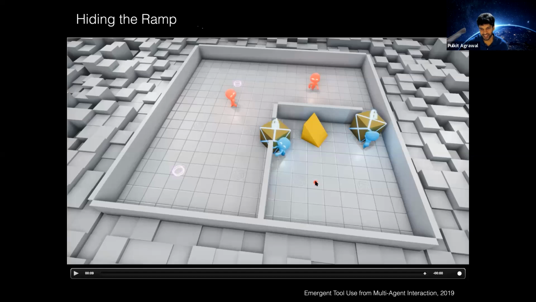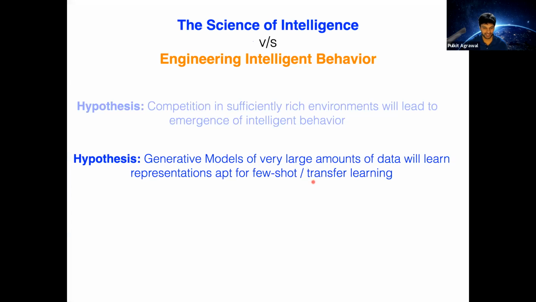But let's consider one more hypothesis. One more could be that generative models trained on very large amounts of data will learn representations which are apt for few-shot transfer learning, and maybe therefore generalize to new tasks which the agent is given. So if I believe in this hypothesis, I could focus on just developing good generative models. Now, what are examples of such a research direction? Some of the more recent ones are GPT-3, DALL-E, and CLIP.